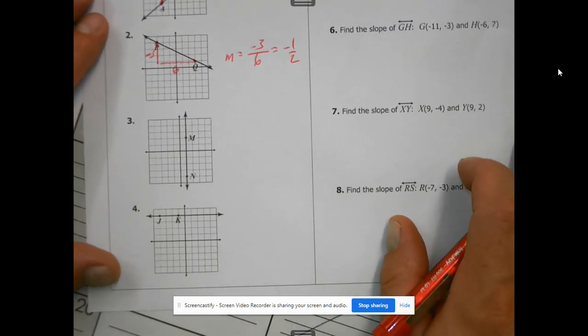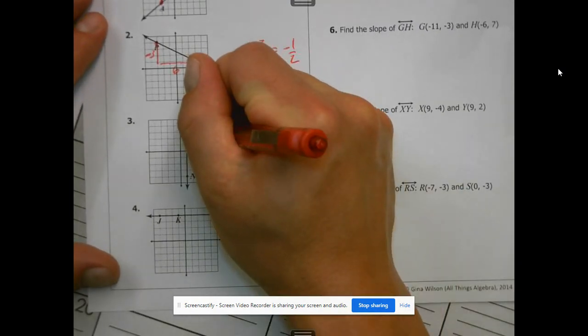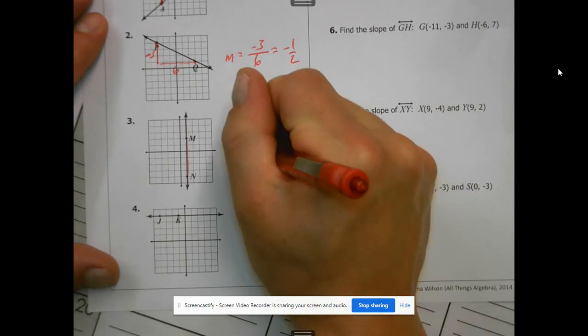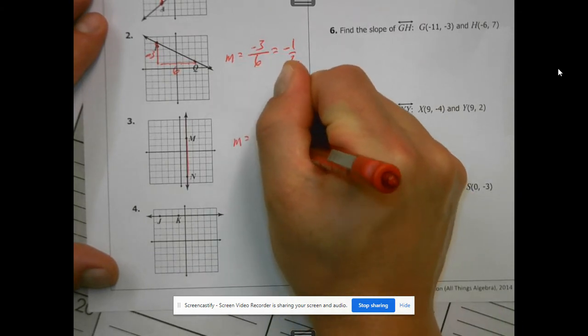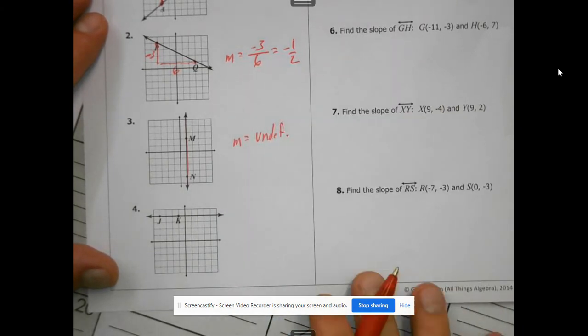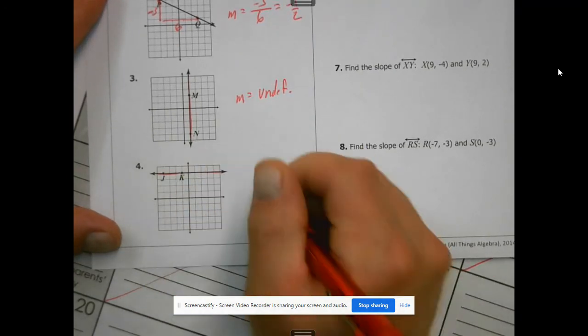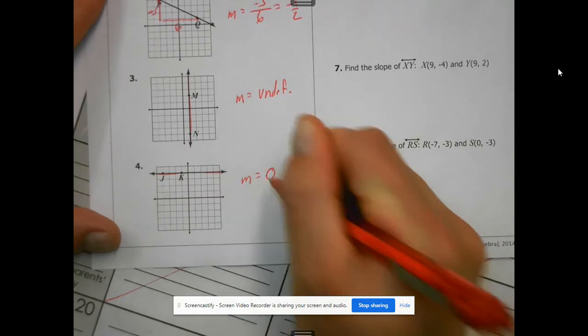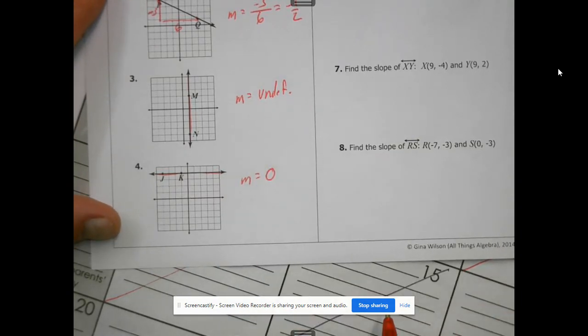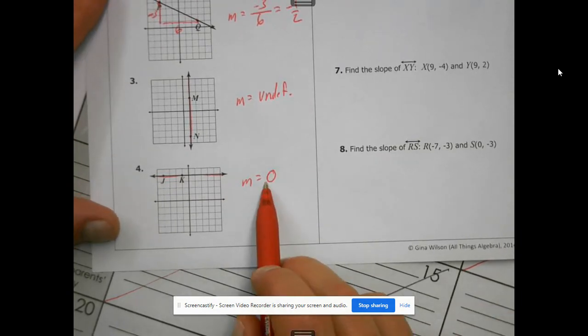Number 3, if your line is straight up and down, your slope is undefined. Number 4, if you have a flat line, your slope is 0. You can say 0 or no slope, but we like this answer the best.